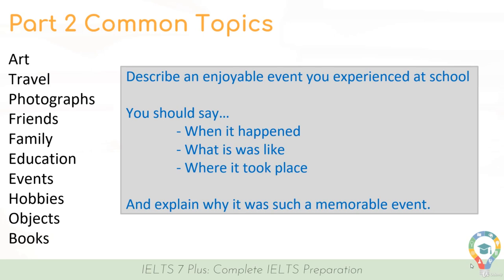The bottom part of the topic cue card is an extra part of your prompts. Now, there are 4 prompts in total: when it happened, what it was like, where it took place, and why it was such a memorable event. But that doesn't mean to say that you can only talk about those things. You are allowed to discuss things that are not mentioned in the prompts, as long as they are relevant to the topic. So when it comes to planning, what is the best strategy?